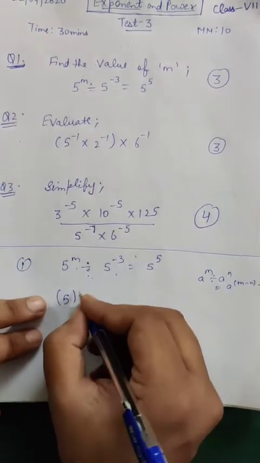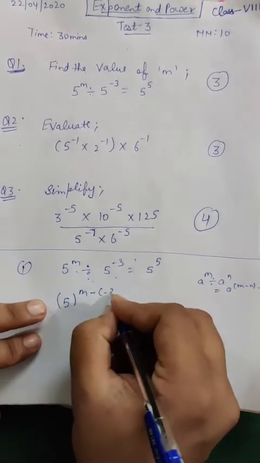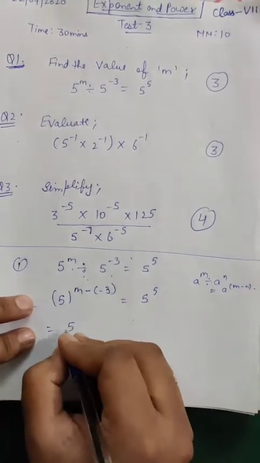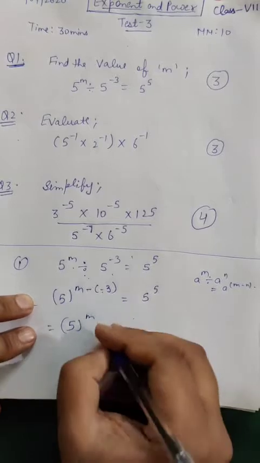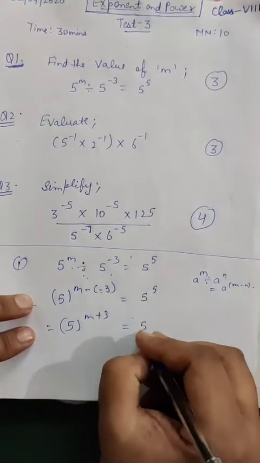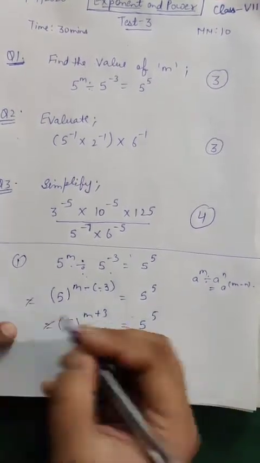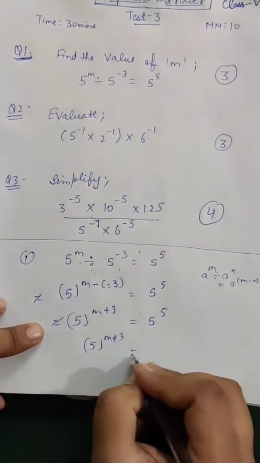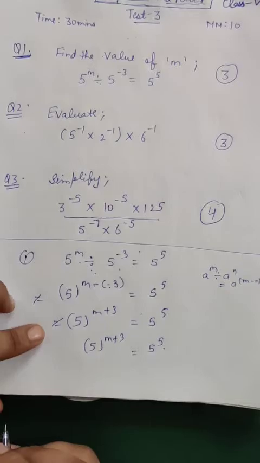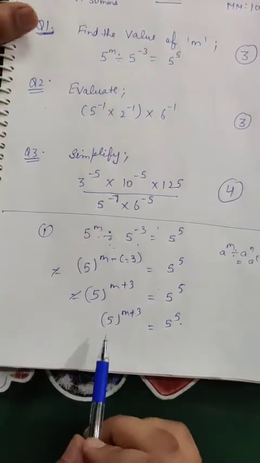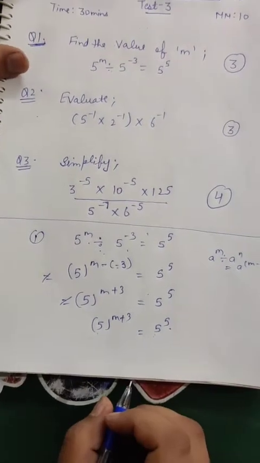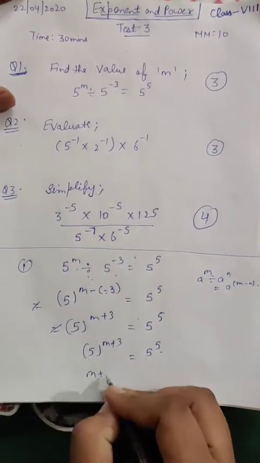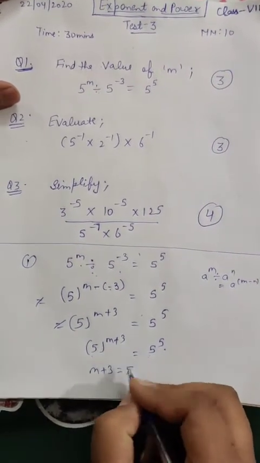So it will come as 5 raised to the power m minus of minus 3 is equal to 5 raised to the power 5. So here 5 raised to the power m minus minus, plus 3, is equal to 5 raised to the power 5. So 5 raised to the power m plus 3 will be equal to 5 raised to the power 5. And as we can see clearly here, the bases are the same, and when the bases are the same, your exponents will also become equal. So the exponent m plus 3 will become equal to 5.